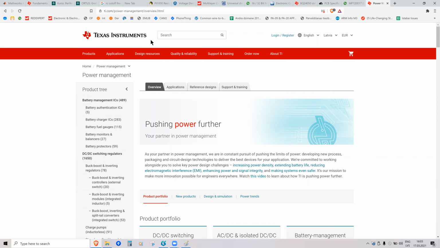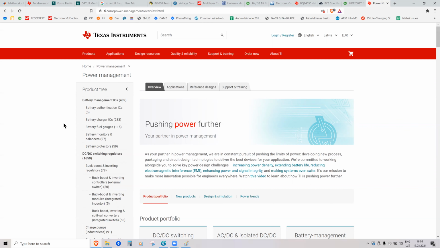Okay, so to be honest, I usually just select chips from Texas Instruments because they have many good chips. Their prices are really low, and sometimes I just find it here, and then I don't really look at other manufacturers because I'm lazy. But maybe somebody else has something cheaper. But for Texas Instruments, I would check out the following things.